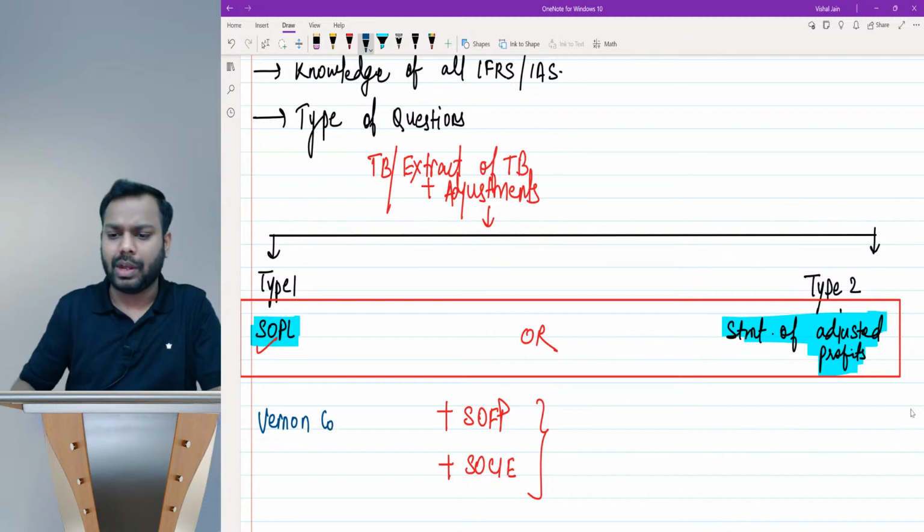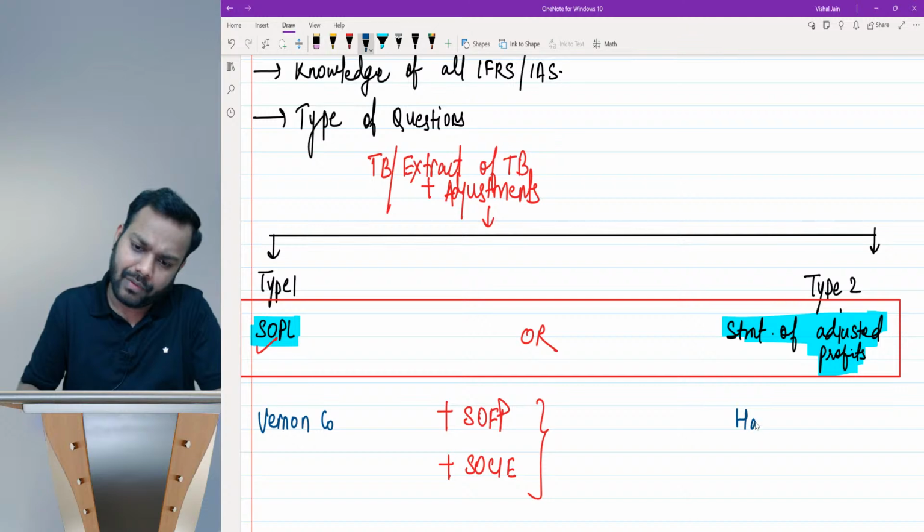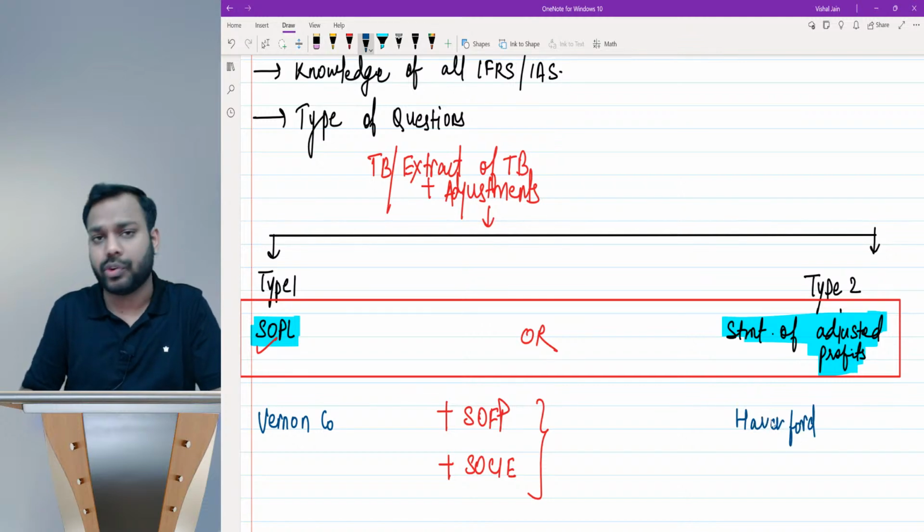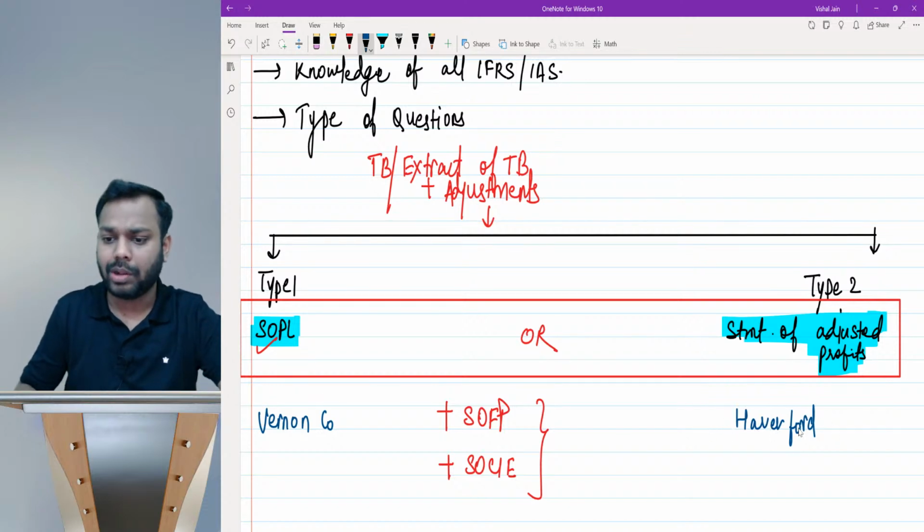Okay, and for this one, the examining team suggests us to solve Haverford. And both of these questions, trust me, are wonderful questions. If you practice these questions, all the requirements will be done.